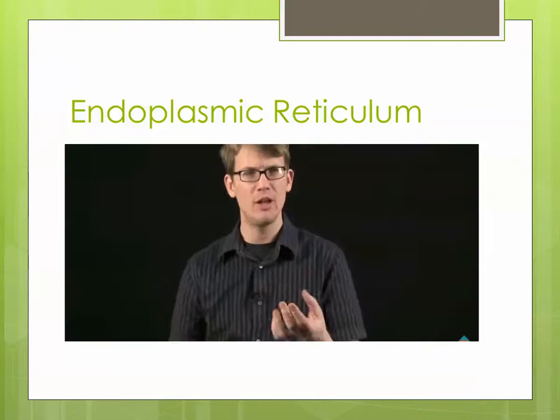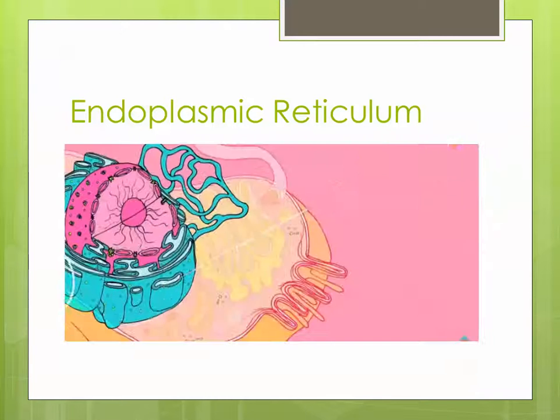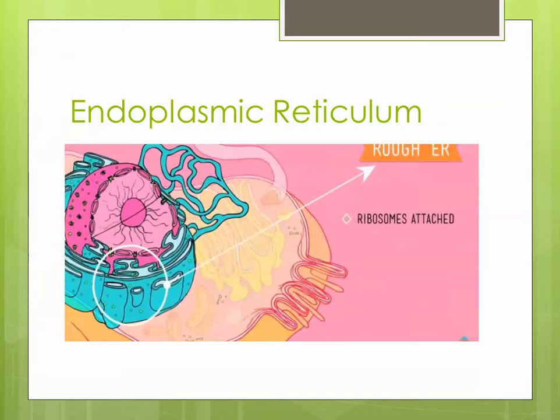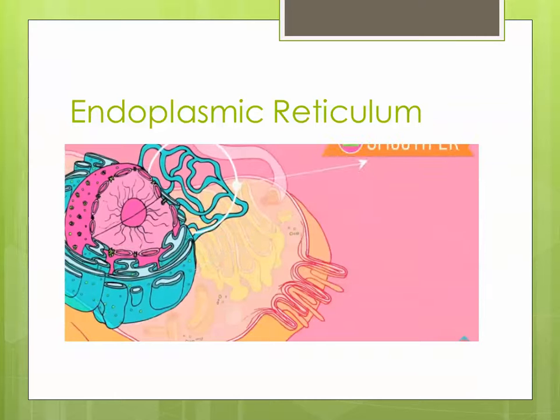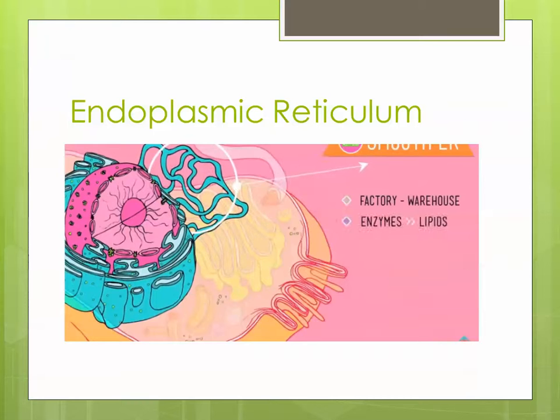Fairly similar, but slightly different shapes, slightly different functions. The rough ER looks all bumpy because it has ribosomes attached to it, and the smooth ER doesn't, so it's a smooth network of tubes. Smooth ER acts as a kind of factory warehouse in the cell city. It contains enzymes that help with the creation of important lipids, which you'll recall.